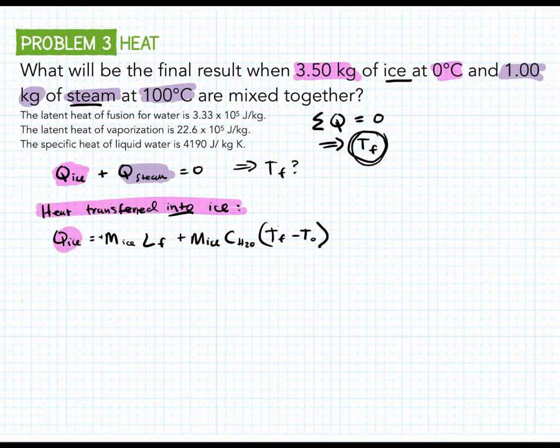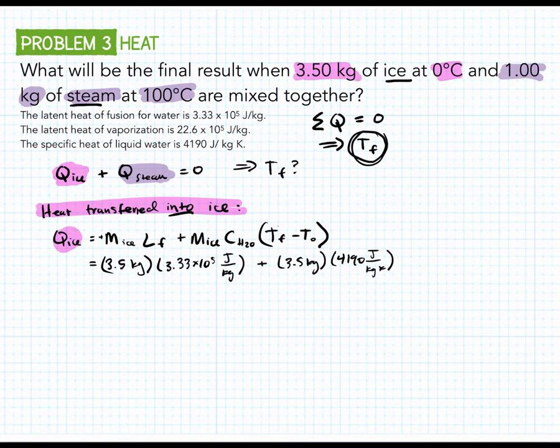Okay, we can plug in some numbers and it gives us something that looks like 3.5 kilograms times 3.33 times 10 to the 5th joules per kilogram, plus 3.5 kilograms times 4190 joules per kilogram Kelvin, which is C for water, times T final minus 0 degrees Celsius. And we're going to leave this like this for now, and you'll see why. I'll come back to it.